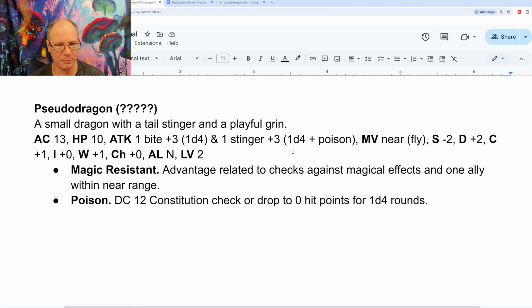Okay, I don't want it moving too much faster than that, and separating its movement outside of flying from being near and then flying double near would be cumbersome. So we kind of have to shrink things down, make things easy for the game master. This is why I've designed it this way rather than another way, okay?